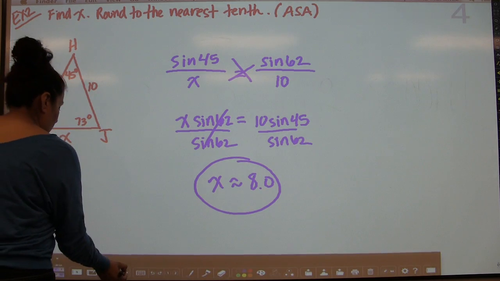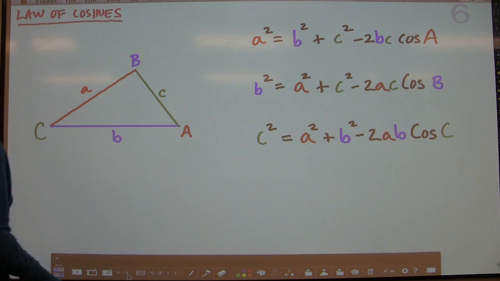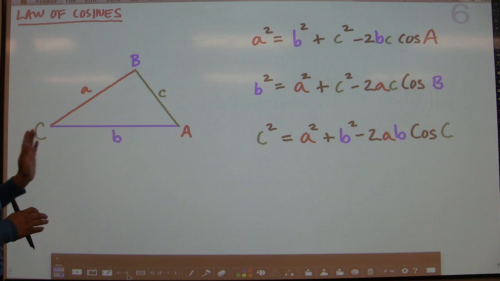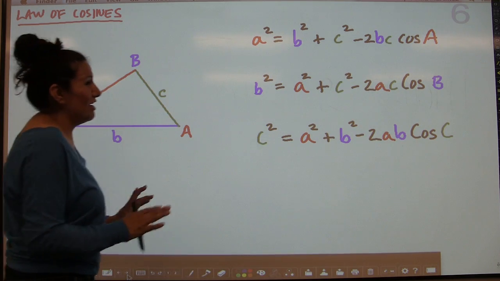Awesome. So now we're going to have you try these two, and then we're going to move on to our next theorem or formula. It's more like a law, and that's the law of cosines. In the law of cosines, you actually have 3 different scenarios as well. Just like before with the law of sines, you have 3 different ratios. With the law of cosines, you have 3 different formulas going on here, but they're actually not as complicated as they might look.